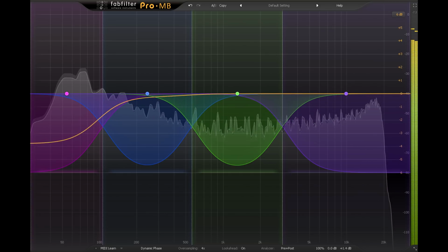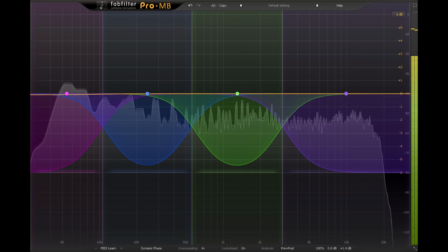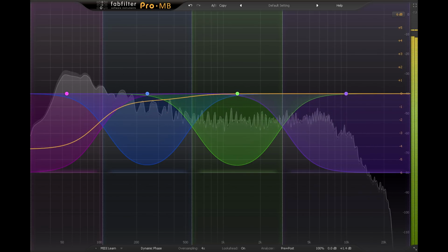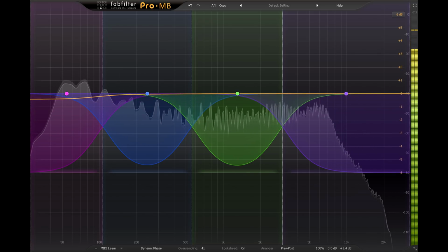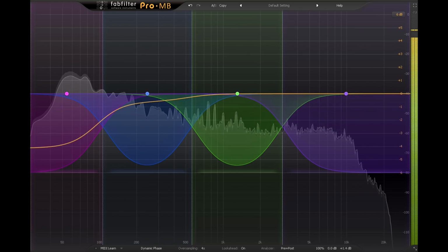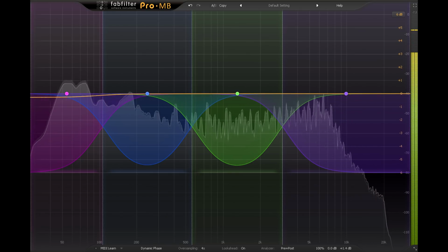In that case, dynamic phase mode sounds just as good to me as linear phase mode when compressing, and literally is exactly as transparent as linear phase mode when it's not doing anything and all bands are flat. But it does it without the latency and with a noticeably lower CPU hit.